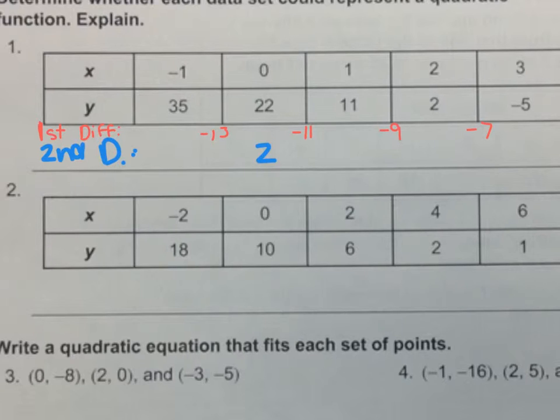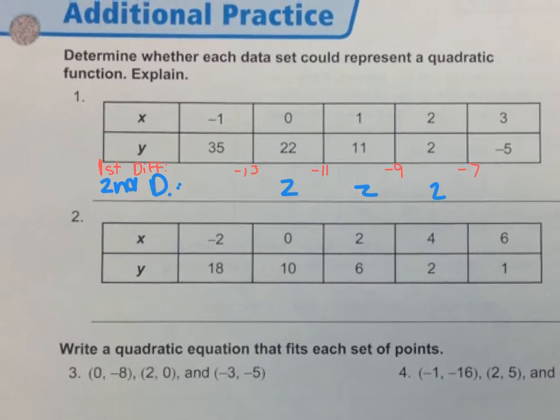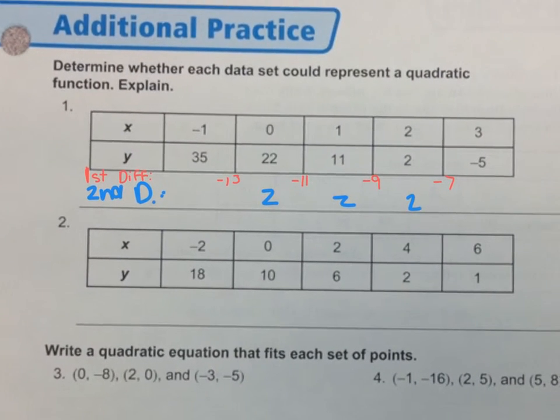If you do that on a calculator, it'll give you 2. Negative 9 minus a negative 11, that's also 2. Negative 7 minus a negative 9, that's also 2. And that's about it, guys. The second differences are common, so you could say, yes, it's a quadratic.